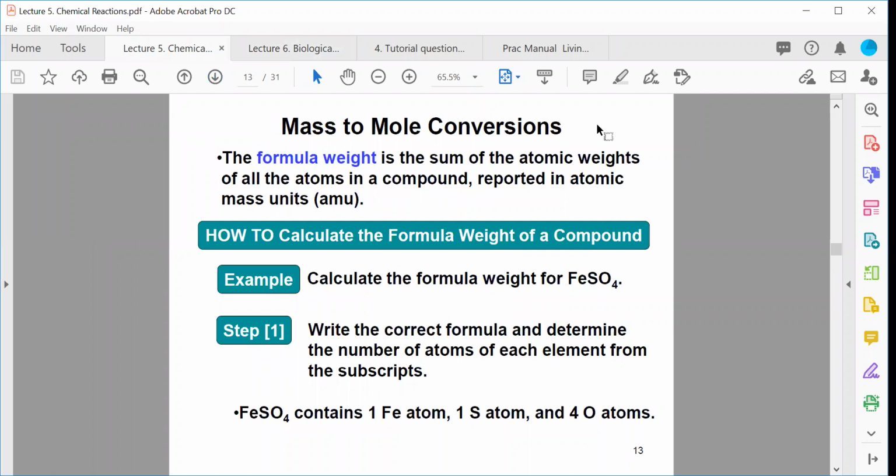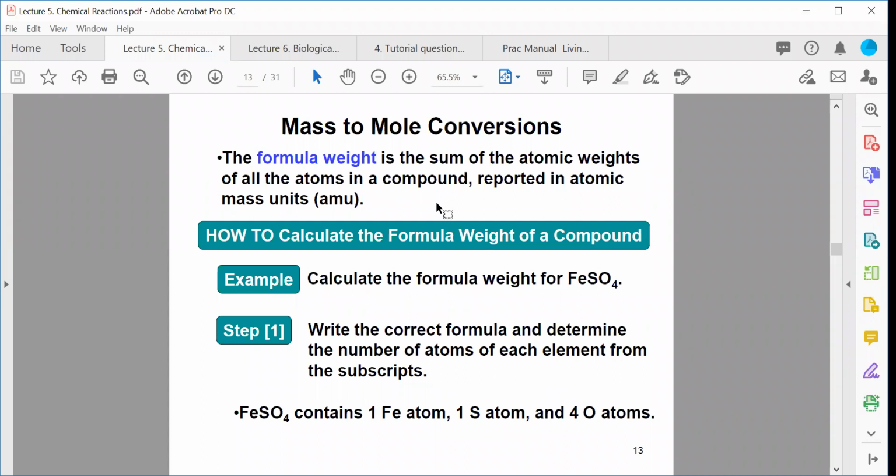All right, and so we'll move on to something that is very relevant and very important. And this is called the formula weight. Formula weight is often referred to as molecular weight, formula mass, molecular mass. All those terms really refer to the same thing. So the formula weight is simply the sum of the atomic weights or the atomic masses of all the atoms in a compound. And it's always reported in atomic mass units, in other words, AMU, which you might remember from lecture 2.